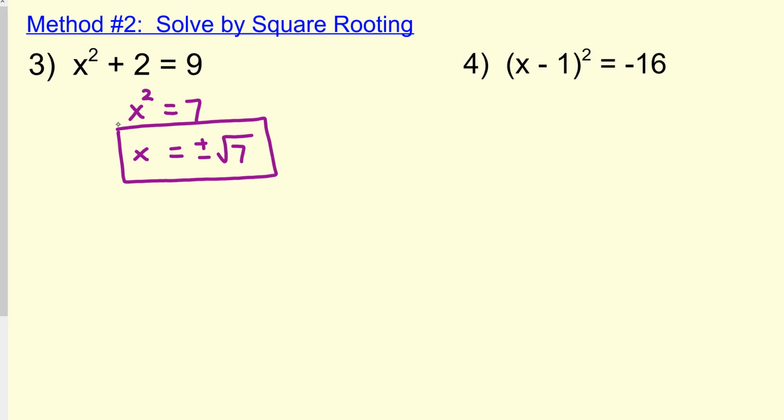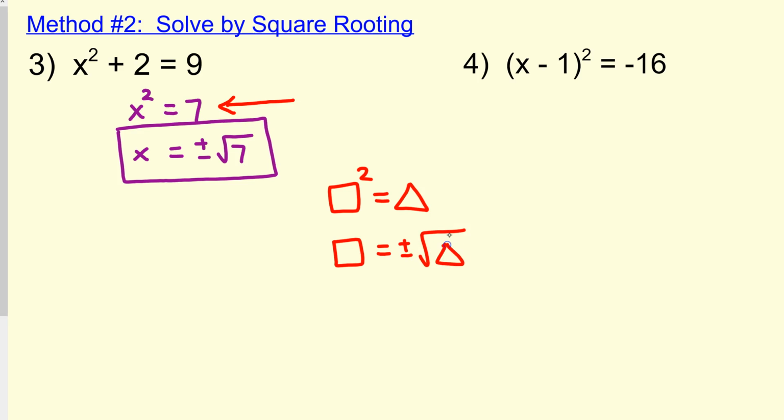Okay, number 4 is a little bit different, but kind of its shell is the same as number 3 because we have something squared equals a number. So if you look back at number 3, when we got to this point, right before we square rooted, it was basically something squared equals something. And when you have something squared equals something, you can go ahead and square root both sides. All right, so that's what we have going on in number 4. We have something squared equals something. So we can go ahead and square root both sides.